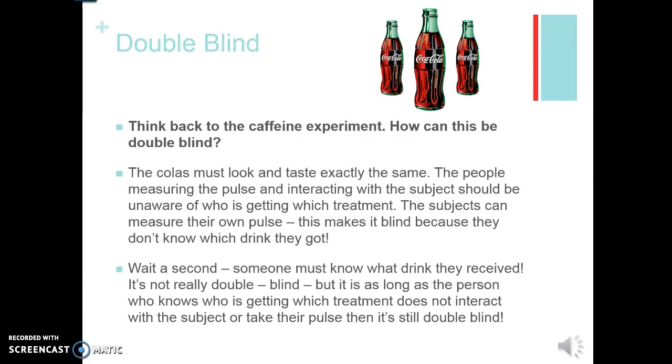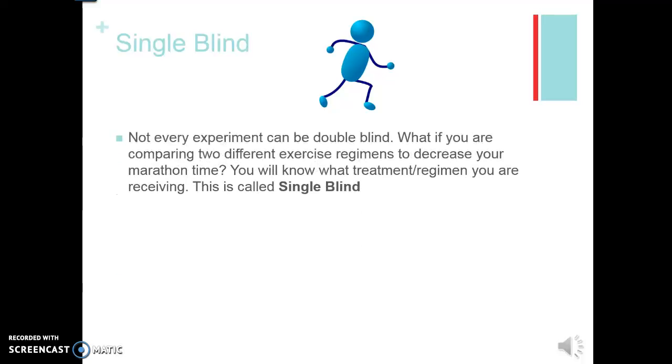Now, here's the tricky part. Someone must know what drink they received, so it's not really double blind. It's just double blind in the sense that the person receiving the treatment doesn't know whether or not they got the treatment, and the person measuring the response doesn't know who got the treatment. As long as there's somebody in the background who does know who's getting which treatment, it's still considered double blind, as long as they don't actually interact with them. They're just watching behind that glass wall. It's considered a double-blind experiment. All right, most experiments are usually single blind.